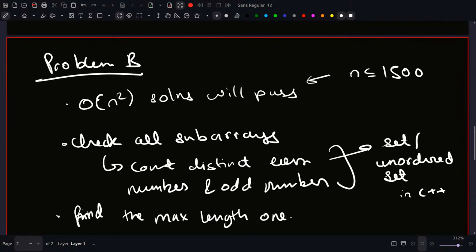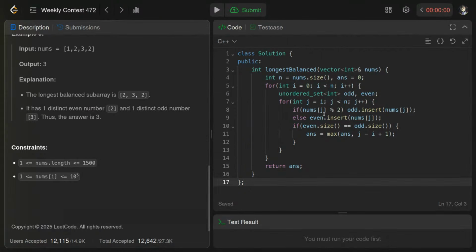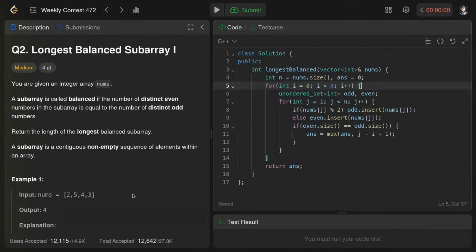Okay. So that's about it for this question, just a direct brute force implementation. I think it'll be more educational to look at the code instead of discussing it. So let's do exactly that. N is defined as the size of our array, and answer is set to 0 because initially we say that the length is 0. If there is nothing which is balanced, the length will be 0.